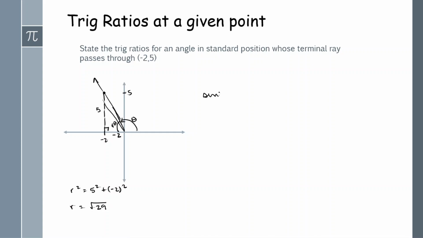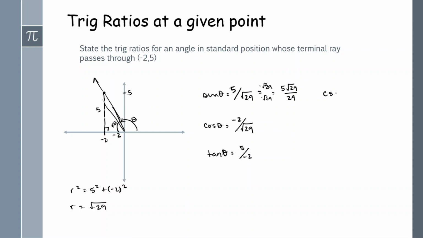So sine is going to be my y value over my r value. My cosine is going to be my x value over my r value. And that's going to make tangent equal to the y over the x. Okay. Now we do want to rationalize these. So if I multiply the top and the bottom by the square root of 29, we will get 5 square root of 29 over 29.